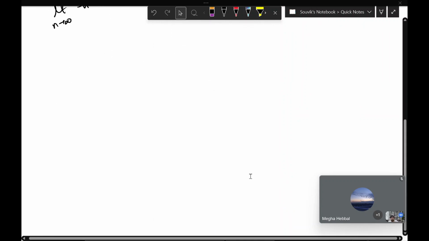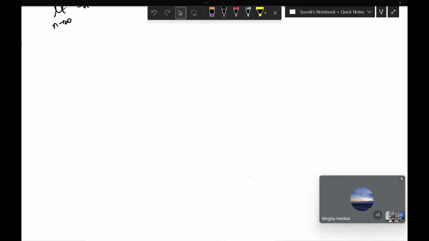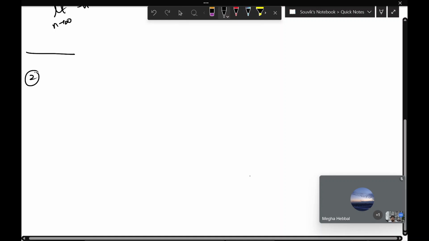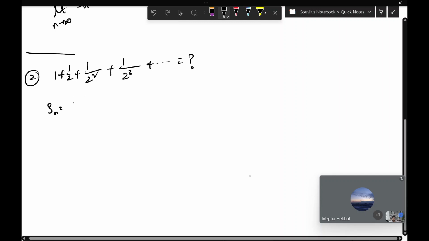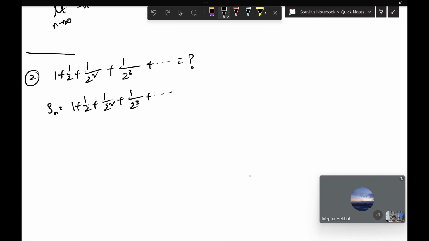Consider the series 1 plus half plus half square plus half cube plus dot dot dot. What is the value of it? Same way, put Sn equal to 1 plus 1 by 2 plus half square plus dot dot dot plus 1 by 2 to the power n.